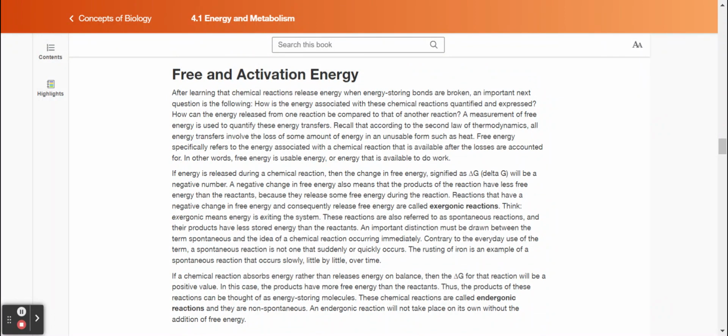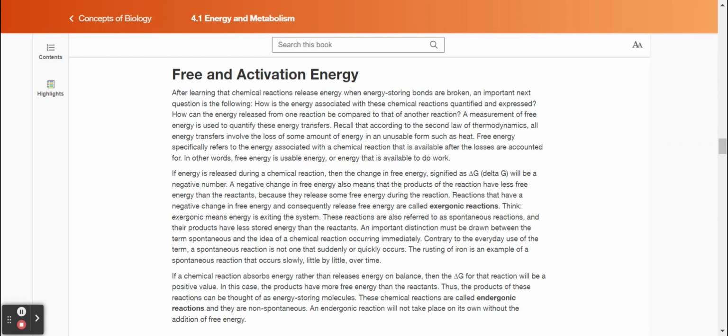Free and activation energy. After learning that chemical reactions release energy when energy-storing bonds are broken, an important next question is the following. How is the energy associated with these chemical reactions quantified and expressed? How can the energy released from one reaction be compared to that of another reaction? A measurement of free energy is used to quantify these energy transfers.